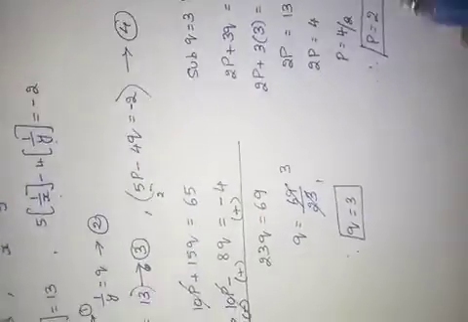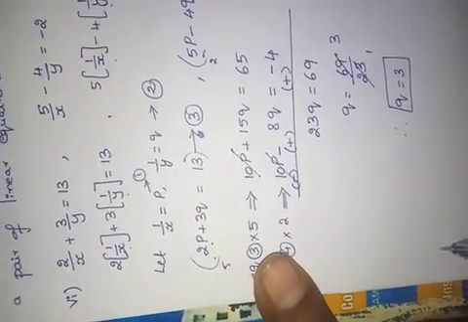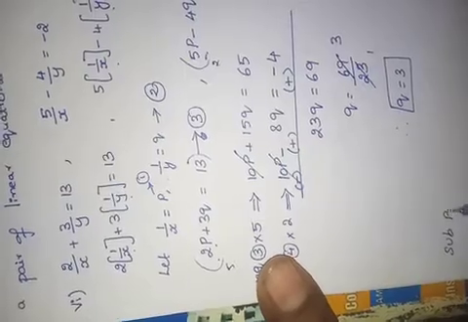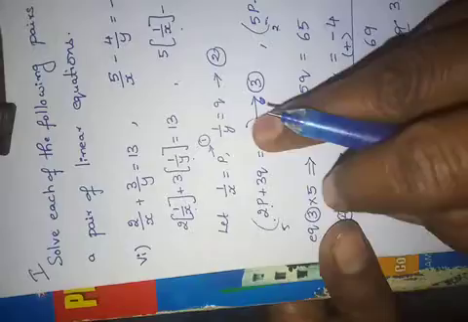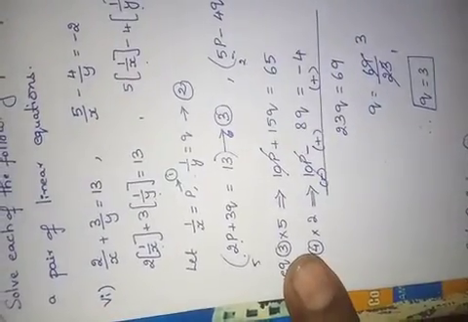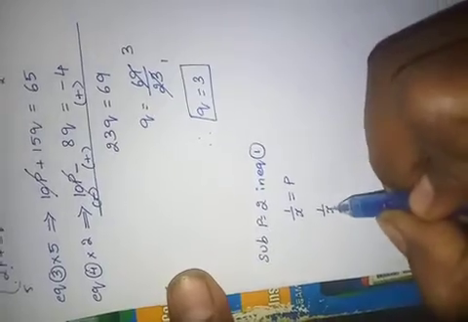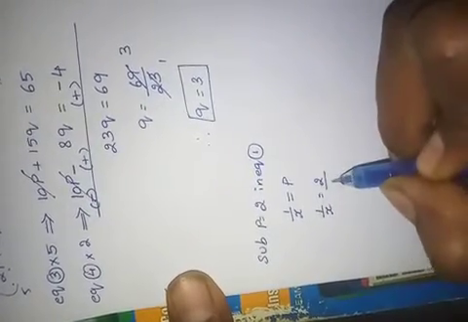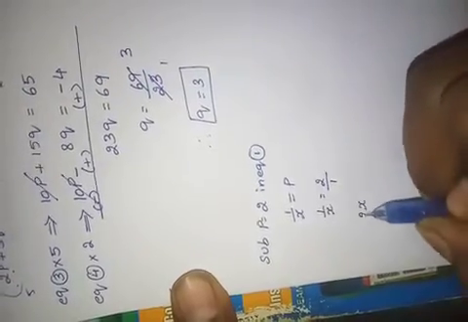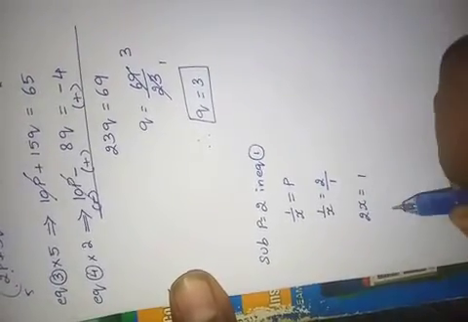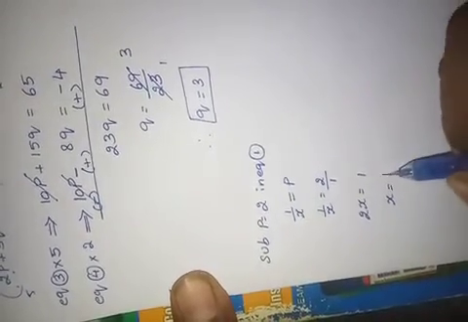Now substitute these p, q values here. Equation 1. Substituting p equals 2 in equation 1. What is the first equation? 1 by x equals p. Now substitute here, 1 by x equals 2. Nothing is there in the denominator, means take it as 1. Cross multiply it: 2x equals 1, 2 into x, 1 into 1. x equals 1 by 2.